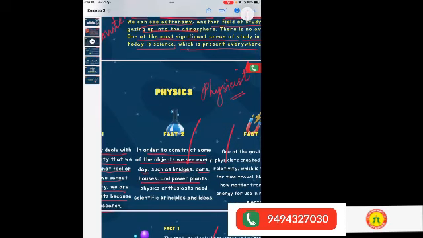Okay. Fact number two: in order to construct some of the objects we see every day, such as bridges, cars, houses, and power plants, physics enthusiasts need scientific principles and ideas.